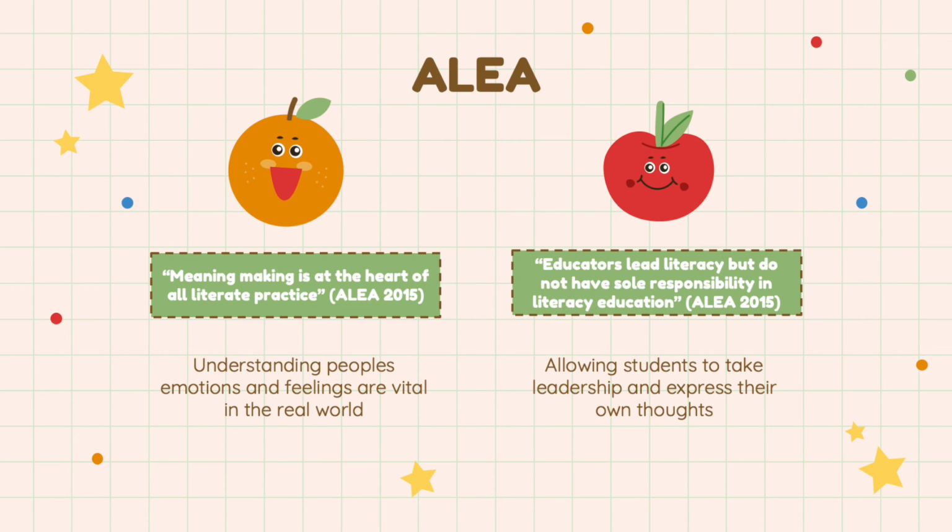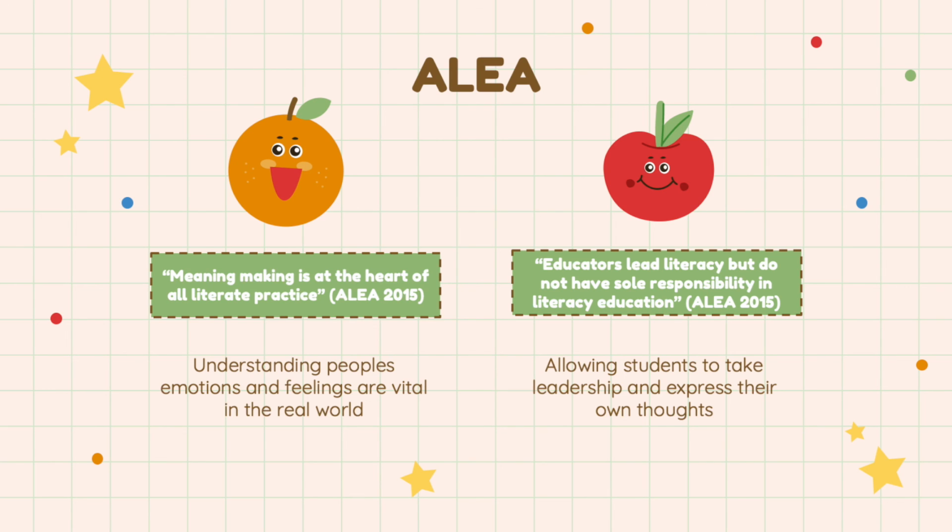Meaning making is at the heart of all literate practice. Understanding people's emotions and feelings are vital in the real world, and by understanding how the characters are feeling, the students will be able to make real connections with the learning to the real world scenarios. Educators lead literacy but do not have sole responsibility in literacy education. Allowing students to take leadership and express their own thoughts means the teacher is used as a guide rather than a provider that spits information for the students.